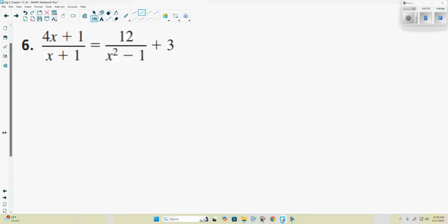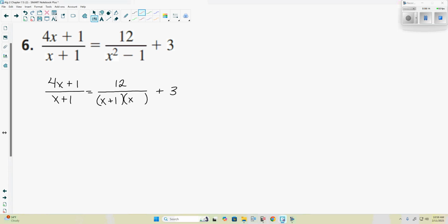So we're given this equation here. We've got 4x plus 1 over x plus 1 is equal to 12 over x squared minus 1 plus 3. As we look at this, are all the denominators factored as far as they can go? Well, no. The x plus 1 is as simplified as it gets. Yes, the x squared minus 1 is a difference of perfect squares. We can actually factor it.